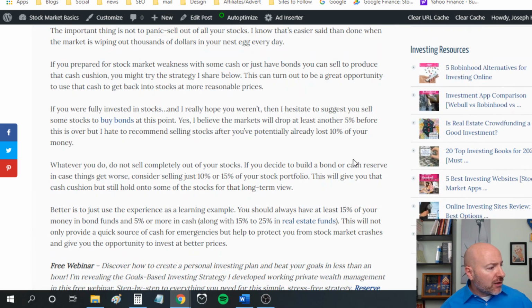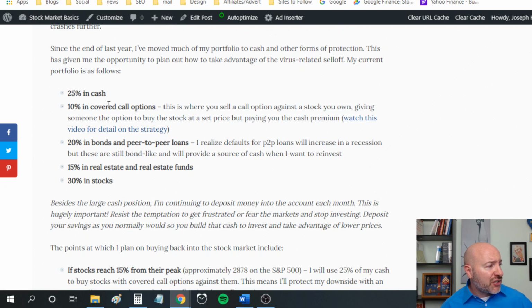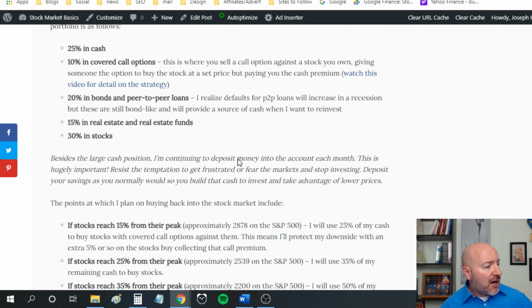So we'll come back down here, and this shows my positions before the coronavirus hit. 25% in cash, 10% in covered call options, 20% in bonds and P2P loans. I had 15% in real estate and real estate funds, and 30% in stocks. So it was a good position to be in. My stock portfolio fell by, I think, well, the market was 15% down and I was about 5% down, right?